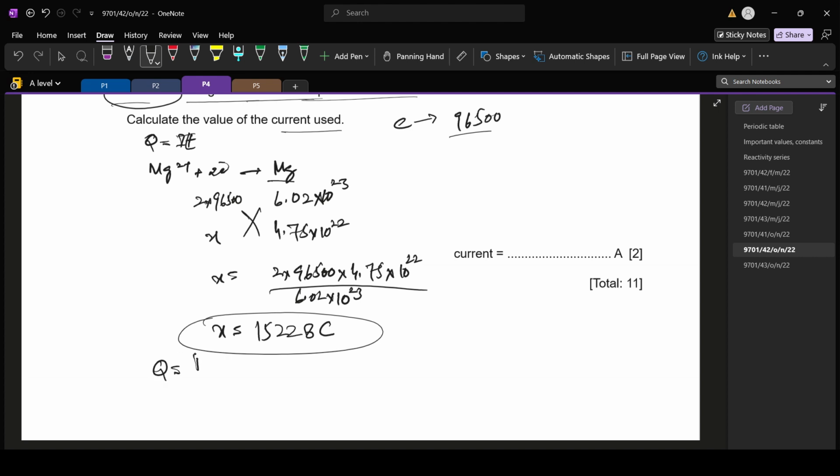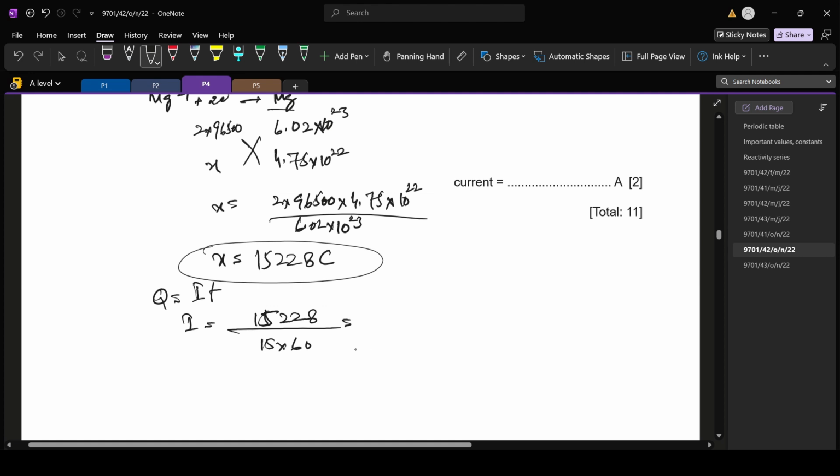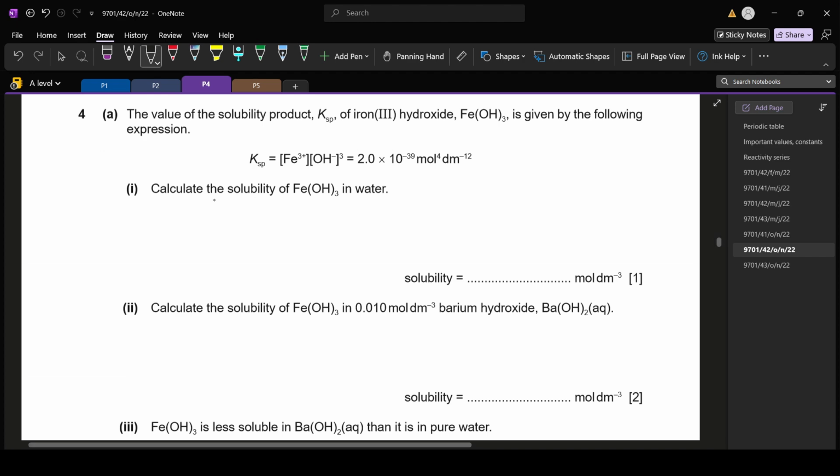Q is equal to I T, and I is equal to 15228 divided by time. It's 15 multiplied by 60. So you will get the answer of 16.9 ampere. Okay, this is your final answer, 16.9. Now moving towards question number 4.